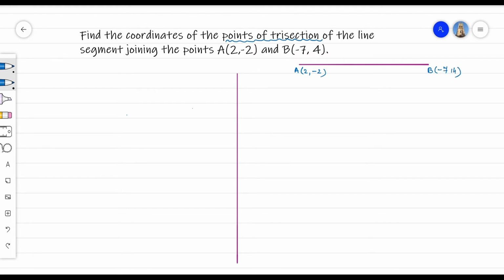As it is given the points of trisection, let us assume the 2 points P and Q in between A and B such that AP is equal to PQ is equal to QB. In other words, P divides AB in the ratio 1:2 and Q divides AB in the ratio 2:1. And we have to find the coordinates of P and Q.